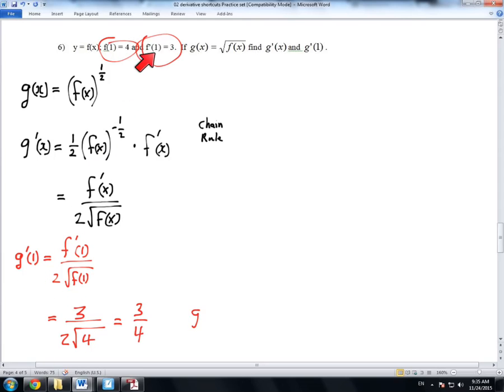Up here it says f prime of 1 is 3, so I replace it. f of 1 is 4, so I replace it. And square root of 4 times 2 is 4, so this is g prime of 1. Please pause the screen and look at this because this is going to be on the test, and there's going to be one just like it. So make sure you understand what this is all about.